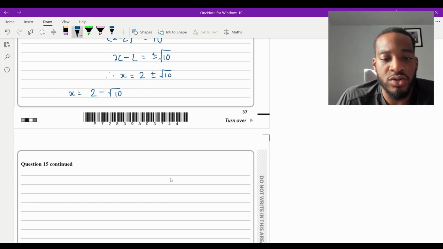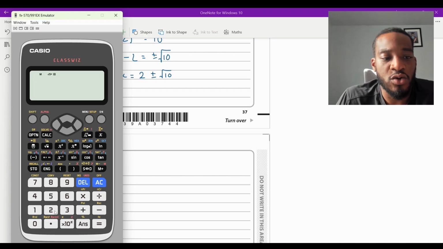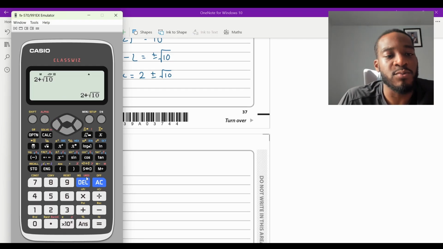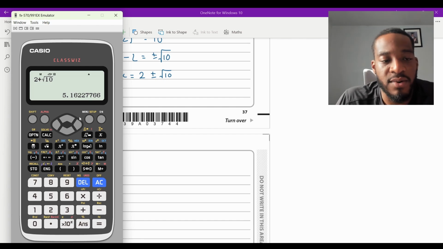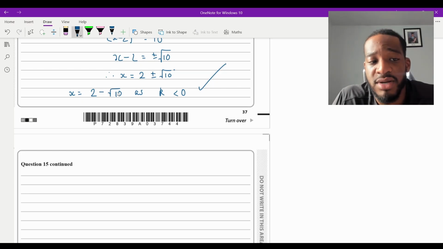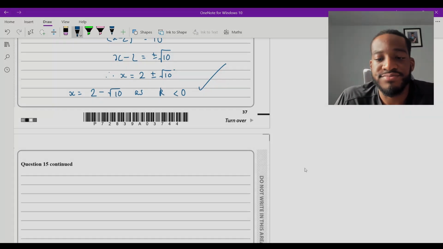Obviously, you can always just check. So let's just see. 2 minus the square root of 10 is negative, it's minus 1.16. And obviously, if I add that there, it's obviously going to be more than 2, isn't it? So 5.1, blah, blah, blah. So therefore, the answer is just 2 minus root 10, like that. So you're just going to say, that is our answer as k is less than 0. And that's it. And that will give you all of the marks. And that's question 15 finished.